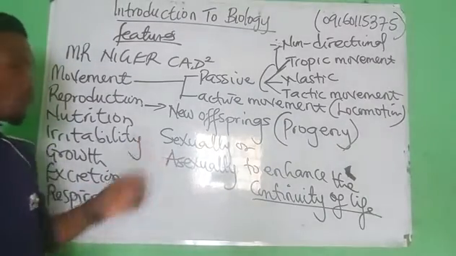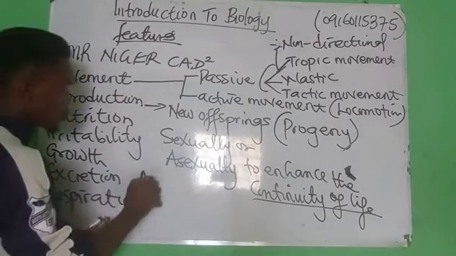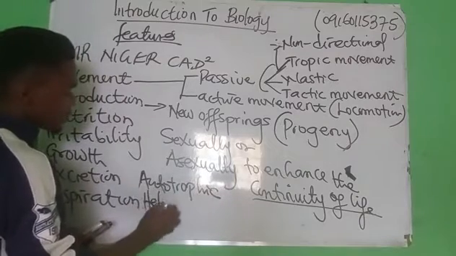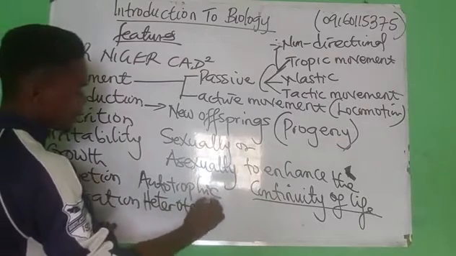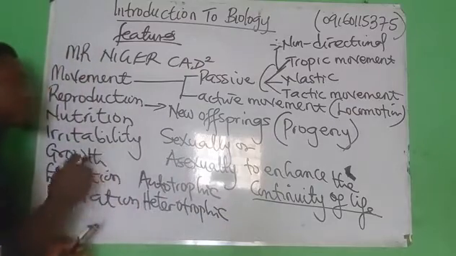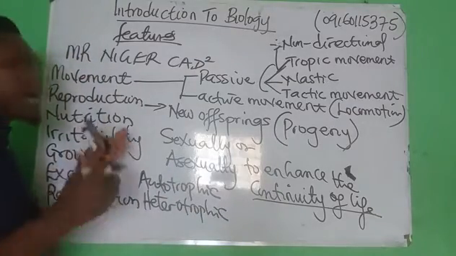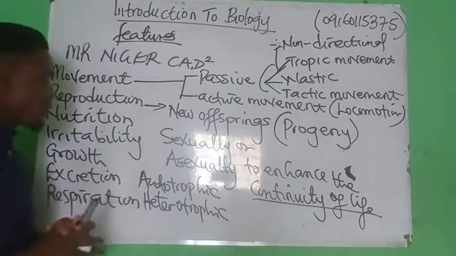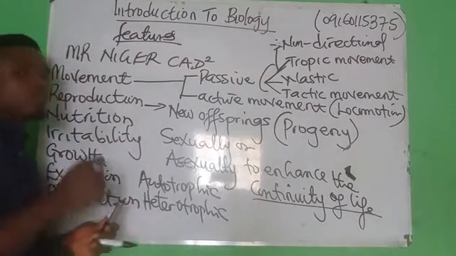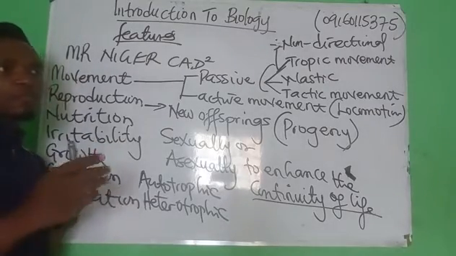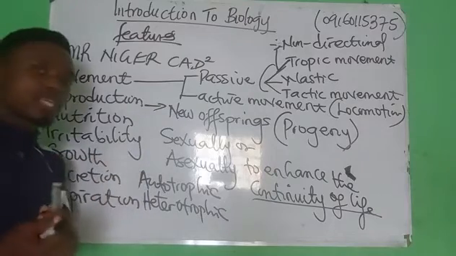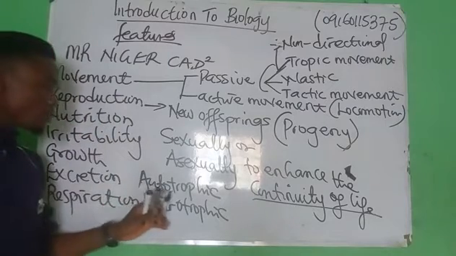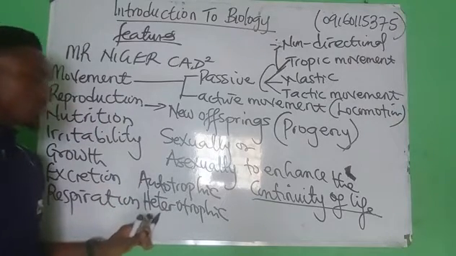They are autotrophic nutrition and heterotrophic nutrition. Don't forget, this nutrition is a topic on its own. I'm not taking it as a topic, I'm taking it as a characteristic feature of living things. Alright, I said nutrition is the ability of an organism to obtain its food from the external environment for good growth and healthy development. As I said, we have two types of nutrition: autotrophic nutrition and heterotrophic nutrition.